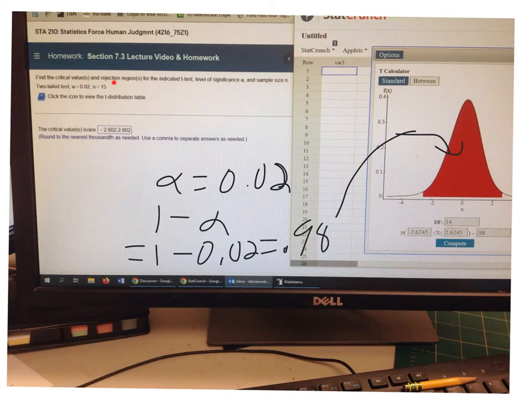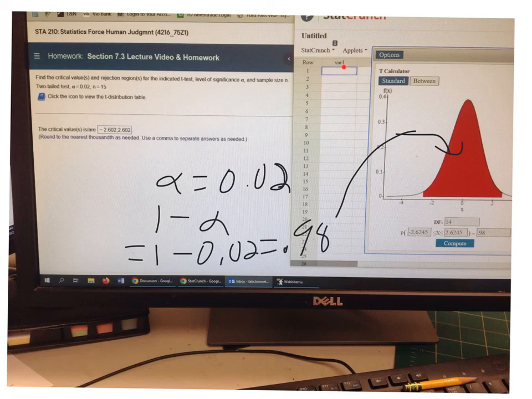Find the critical values in the rejection region for the indicated t-test. Level of significance and sample size is given. So it's a two-tailed test. Alpha is 0.02 and n is 15. So you could do it by hand, but an easy way is with the T calculator.